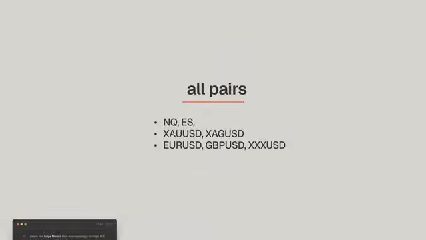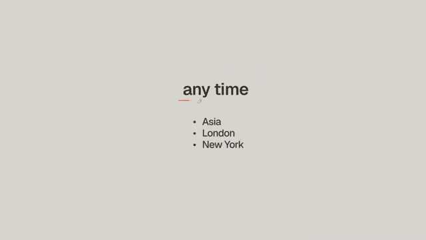This is going to work in all pairs. So NQ, ES, gold and silver, euro dollar, pound dollar, and most of the forex pairs, even the cross pairs. And this will also work any time of the day. So if you're trading Asia, London, or New York, you can still trade based on this. It's a universal pattern that also applies to all time frames. And we'll be discussing the time frames used and the time frame alignment.